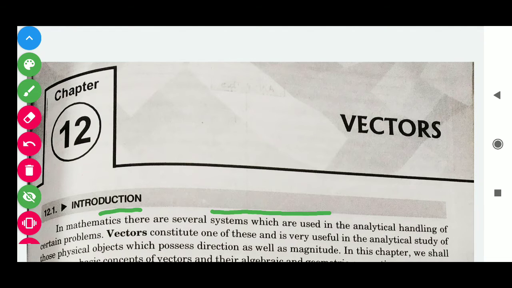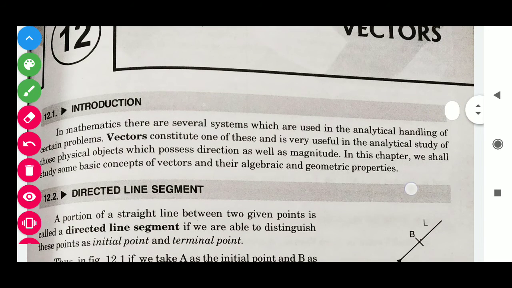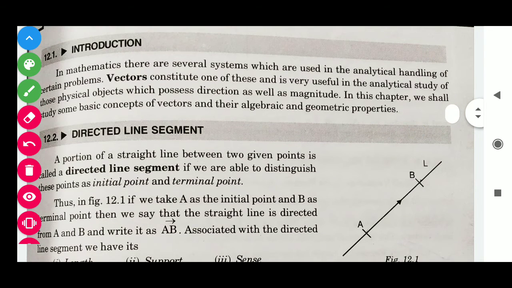In mathematics, there are several systems which are used in the analytical handling of certain problems. Vectors constitute one of these, and are very useful in the analytical study of those physical objects which possess direction as well as magnitude. In this chapter, we shall study some basic concepts of vectors and their algebraic and geometric properties.